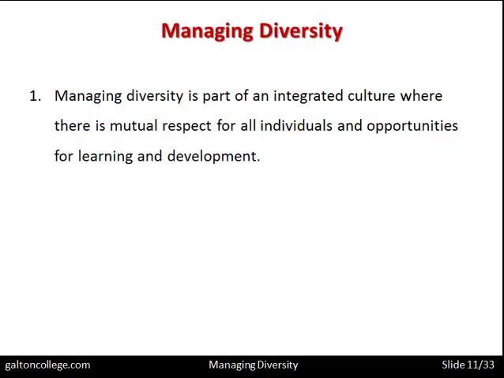Managing diversity is part of an integrated culture where there is mutual respect for all individuals and opportunities for learning and development. Now, managing diversity is an integrated culture. In other words, it looks at the organization as having a particular culture, but it recognizes within that there are going to be people who are culturally different, people who are educationally different, people who have particular skills, who may have no education qualifications but have particular talents and abilities. There are other people who are simply very motivated and very interested. So there's a whole diverse range of people within the organization, and managing diversity is trying to get the most out of that diversity.